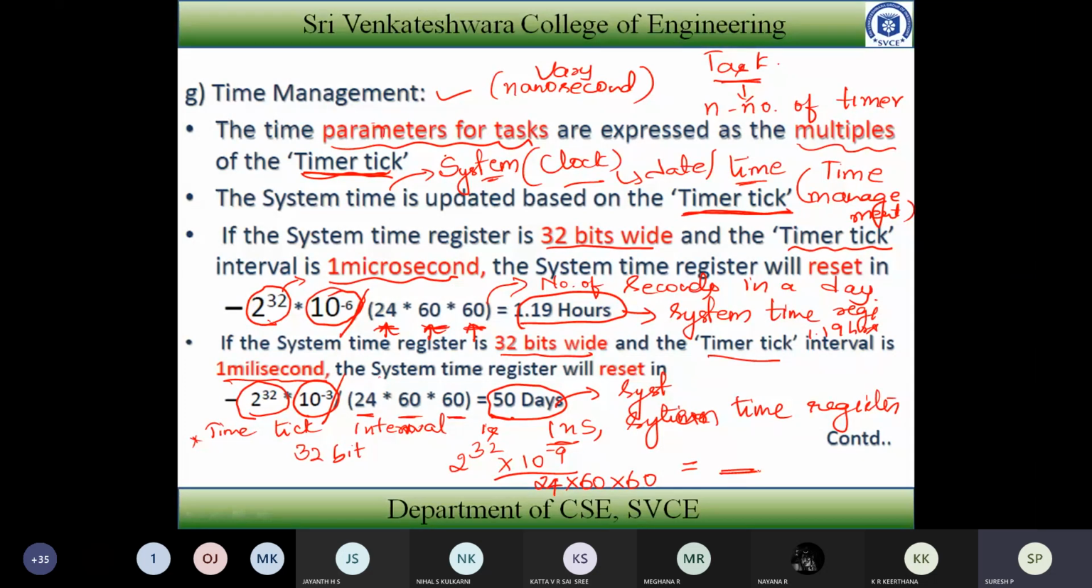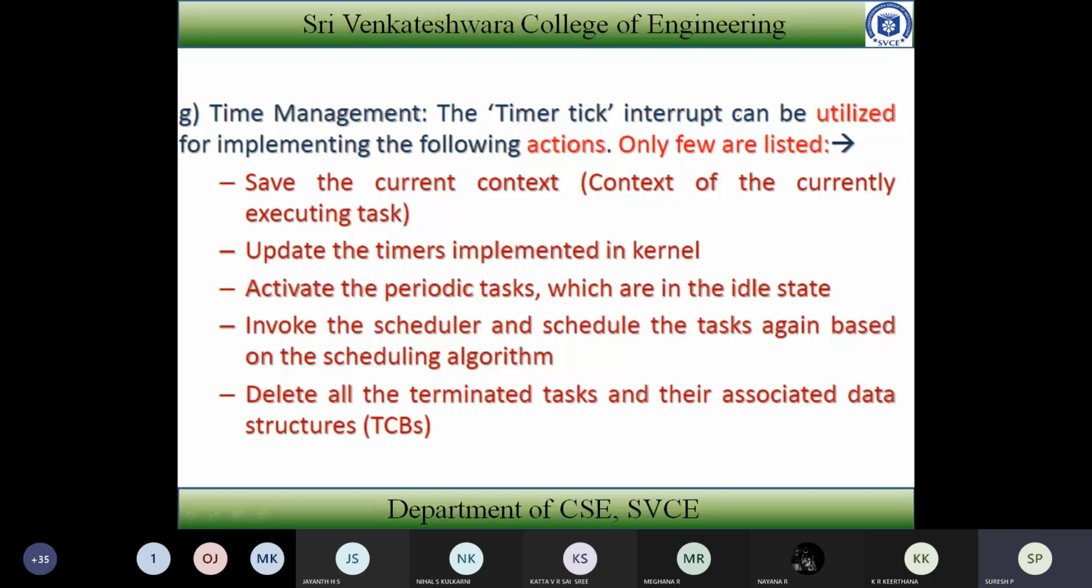Okay. So similarly, the time management. Whenever you are going to have the timer tick, that timer tick interrupt can be utilized for implementing the following actions. What are the different actions your timer tick is going to do, or going to utilize? So utilizing the timer tick, what are the different actions it is going to have?